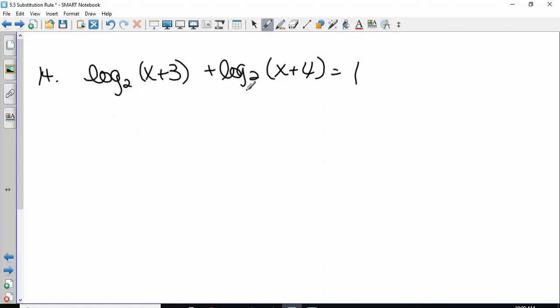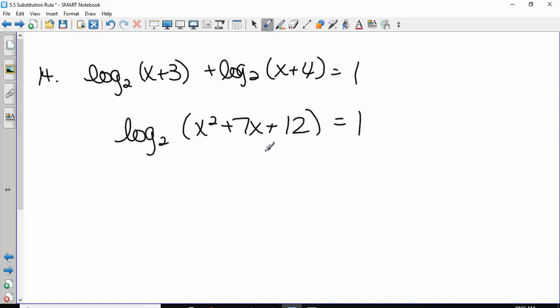Okay. So if I have 2 logs added, how do we multiply? To multiply those two parentheses, you have to FOIL, so you get x squared plus 3x plus 4x, that would be 7x plus 12.